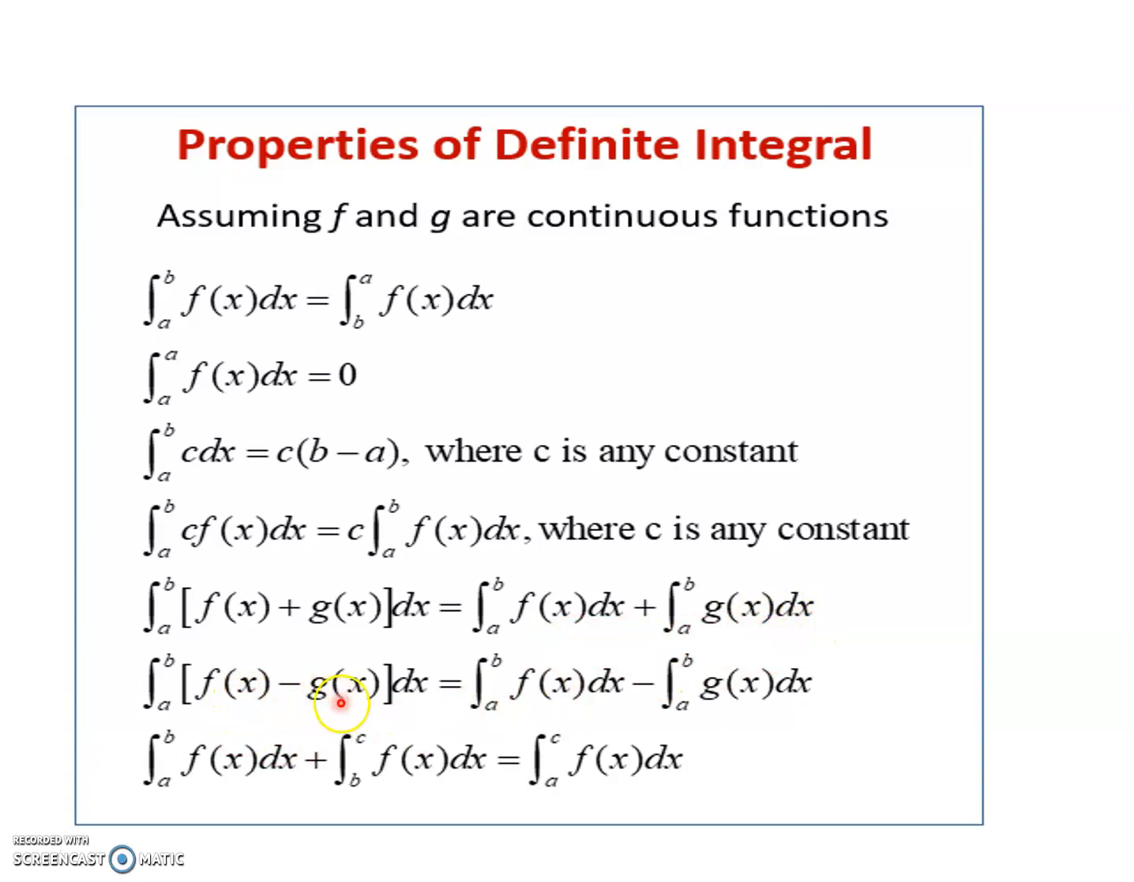If the two functions are in the form of subtraction, then we have to take the separate integration of these two functions f of x and g of x and take the subtraction between them. And if we have lower limit a, upper limit b, f of x dx, and lower limit b, upper limit c, f of x dx, the same function, then it is directly written as lower limit a, upper limit c, f of x dx.